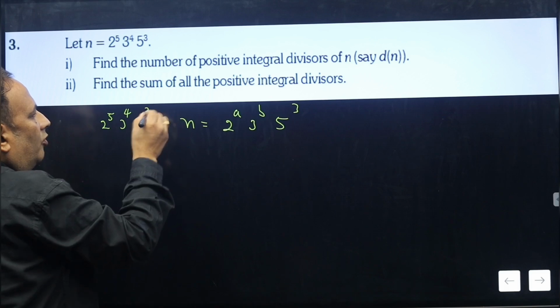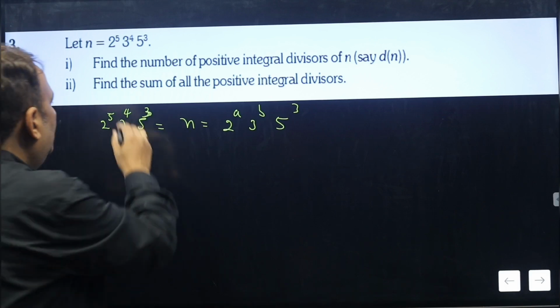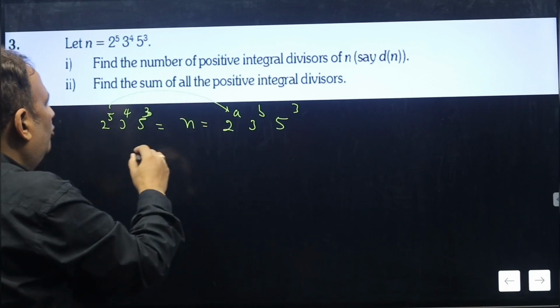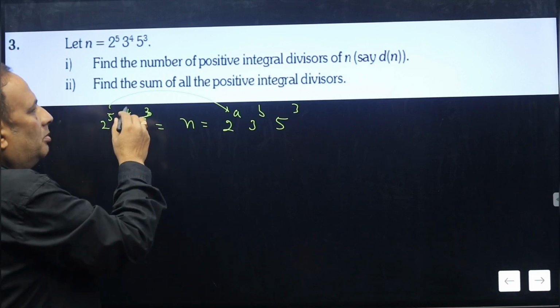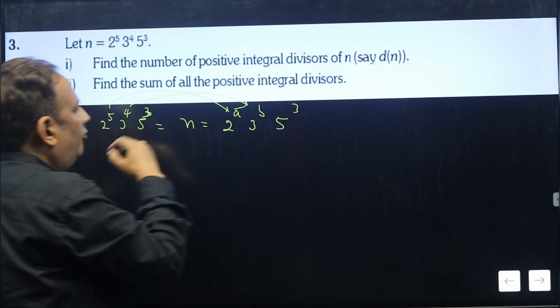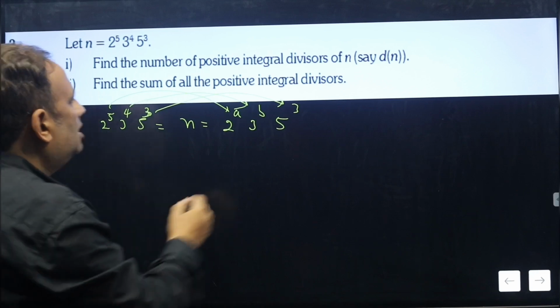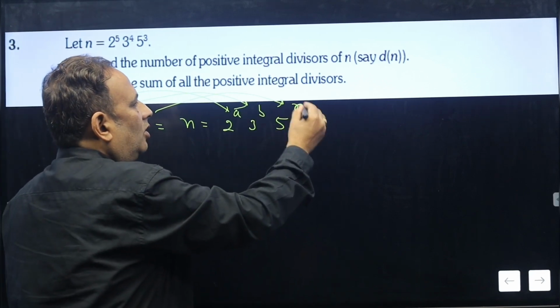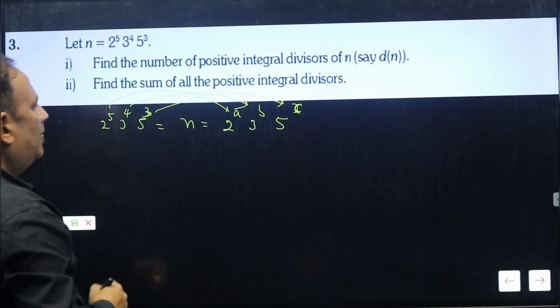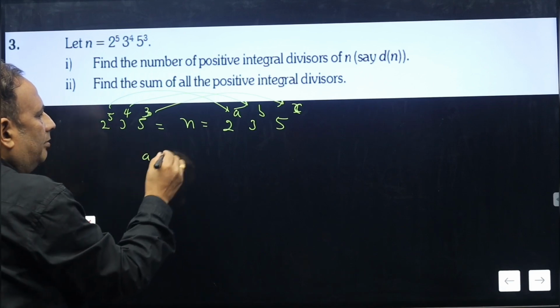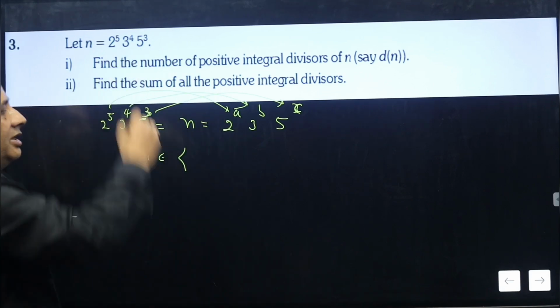This number we have to go for. So here the possibility of a maximum value will be 5. The possibility for b maximum value will be 4, and the possibility of c maximum will be 3 here. So a, b, c. So the possibility of a can be for divisors.